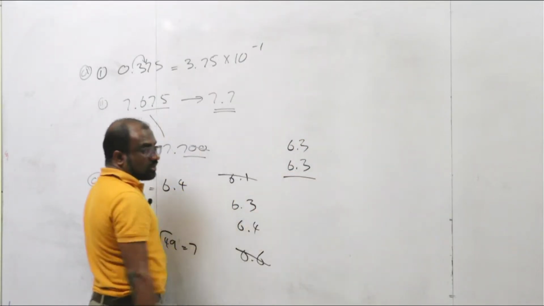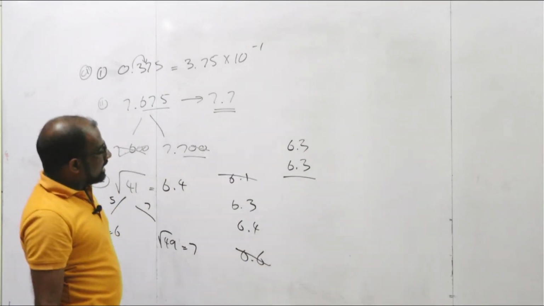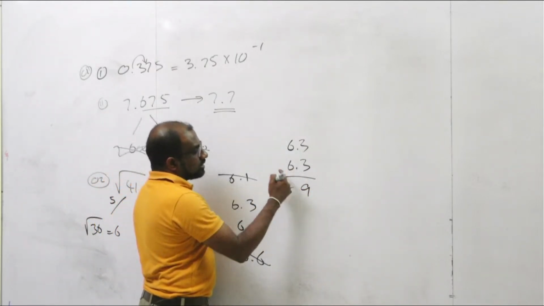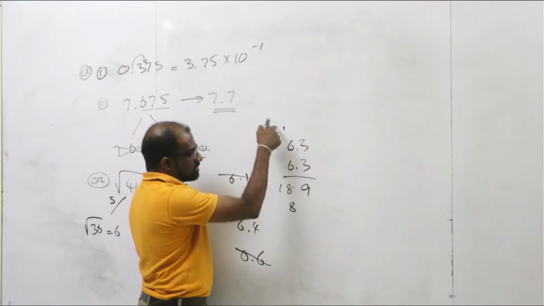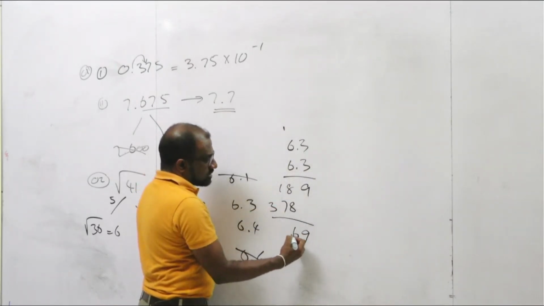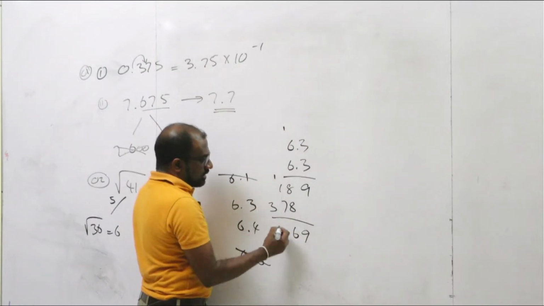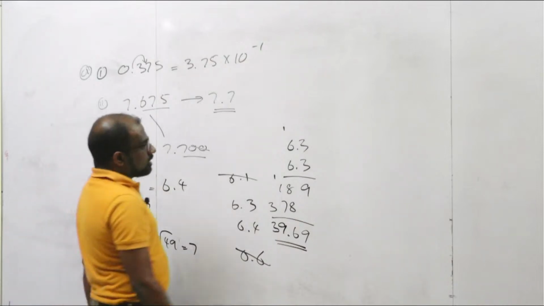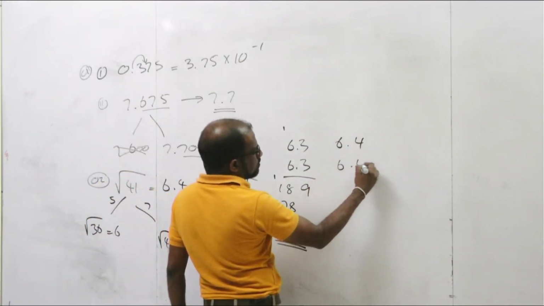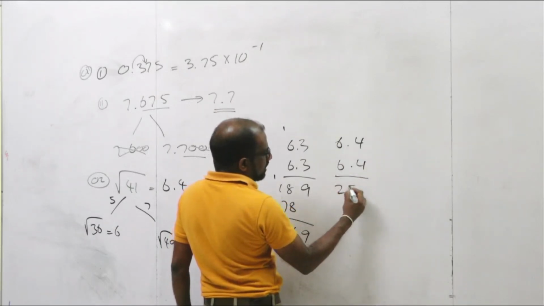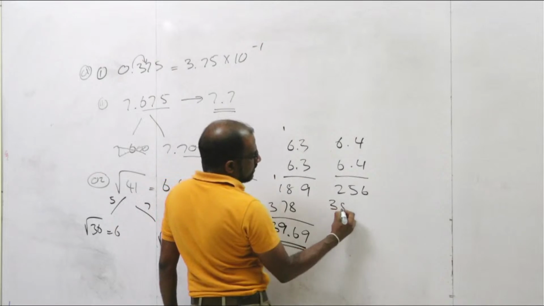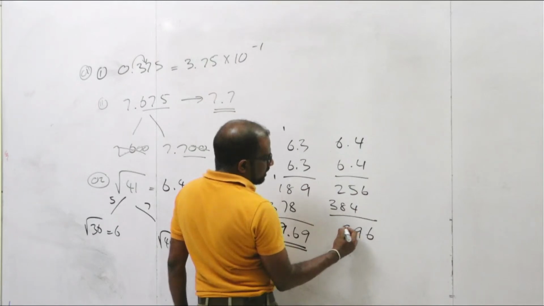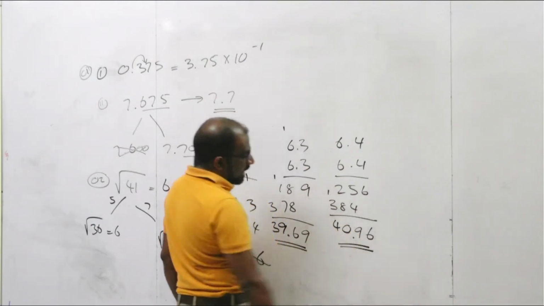Multiplication. 3 times 3, 9, 3 times 6, 18. 6 times 3, 18, remainder 1, 6 times 6, 37. 39.69, that is 6.3. Right? 6.4 into 6.4. 4 times 64, that is 256. 6 times 64, 384. So we get 40.96.